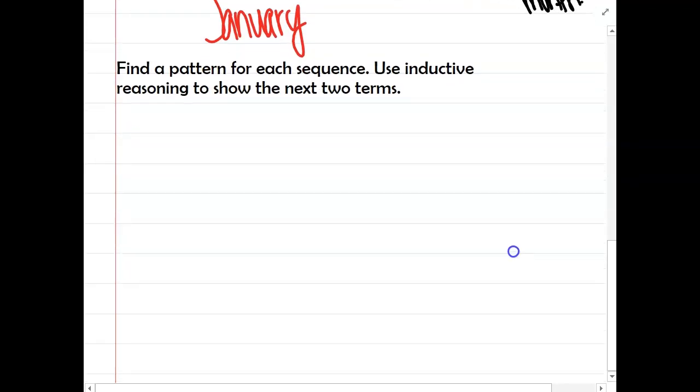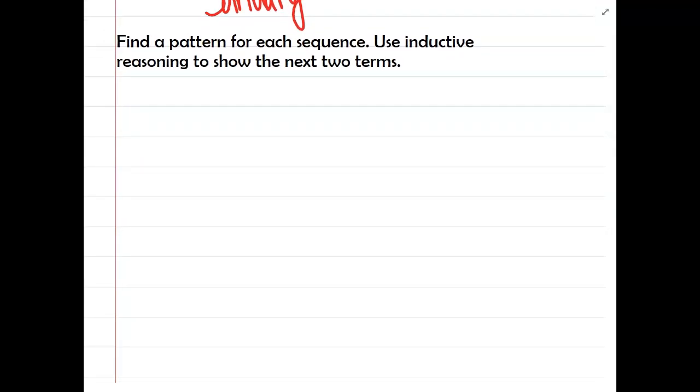Okay, and then last one, find the pattern for each sequence. Kind of the same thing. It may or may not be an arithmetic or geometric sequence. And then see if we can find the next two terms. So this one says 1, 2, 5, 6, 9, and so on.